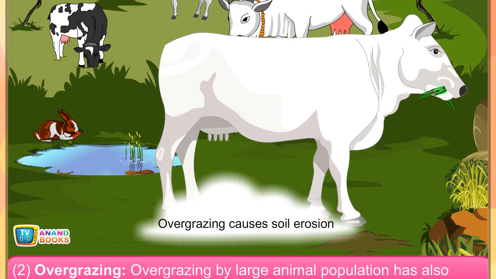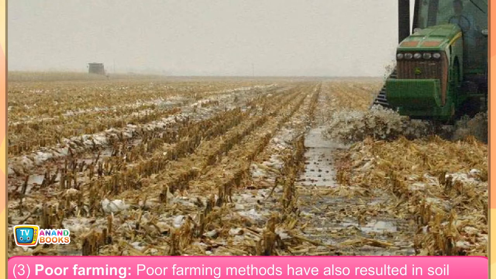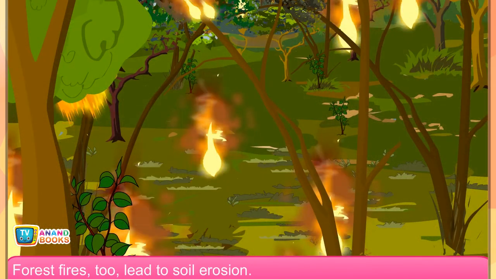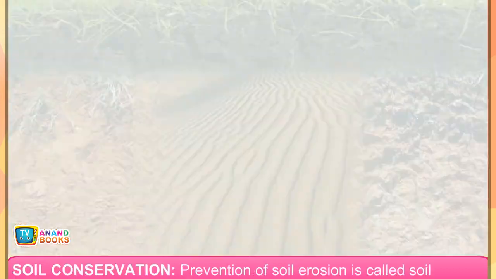Number 2. Overgrazing. Overgrazing by large animal population has also destroyed vegetation and resulted in creation of barren lands. Number 3. Poor farming. Poor farming methods have also resulted in soil erosion. Continuous cropping with only one type of crop weakens soil fertility. Forest fires too lead to soil erosion.